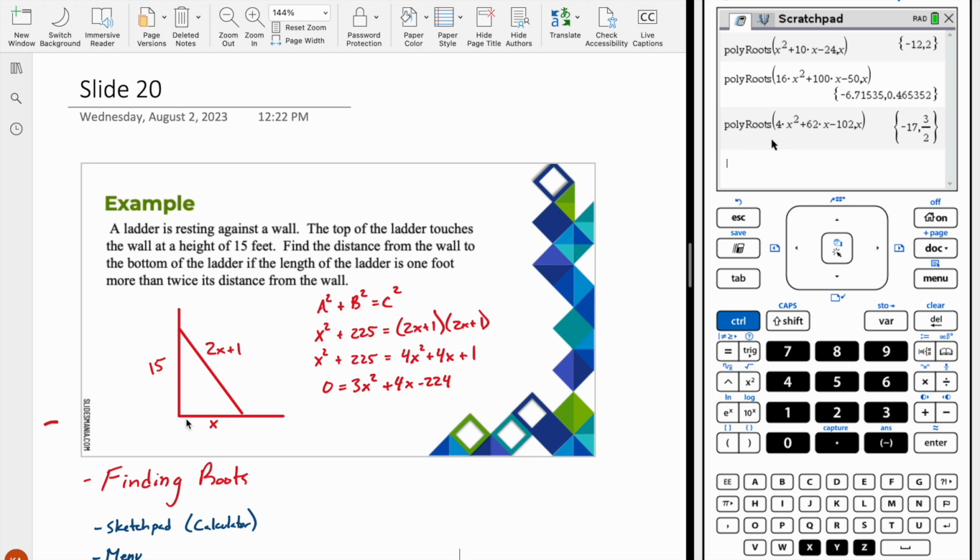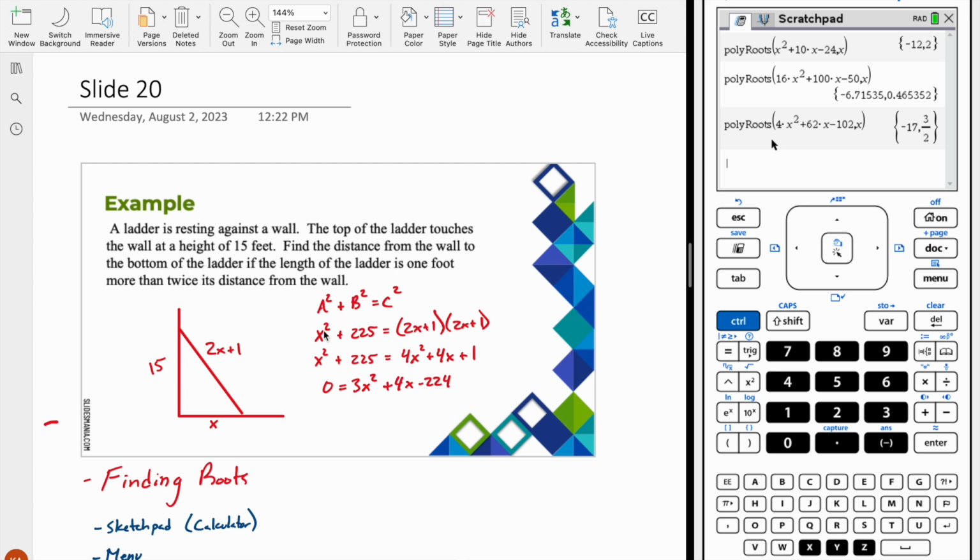So we go ahead, we know that x is the distance from the wall to the base of the ladder. Our hypotenuse would be 2x plus 1. In this case, using a squared plus b squared is equal to c squared, this will give us the best opportunity to find our answer.